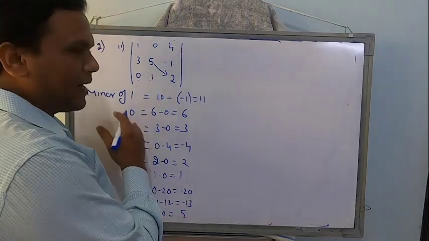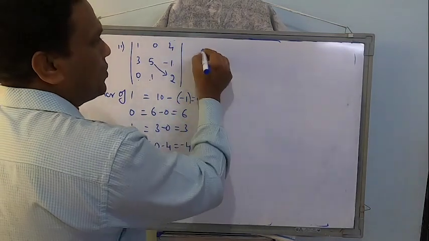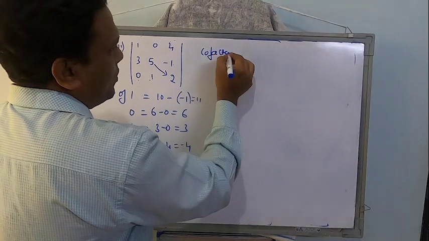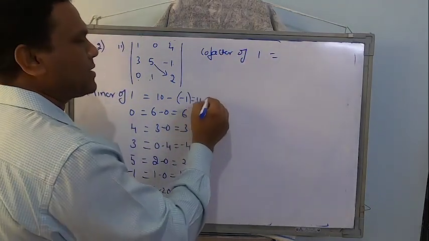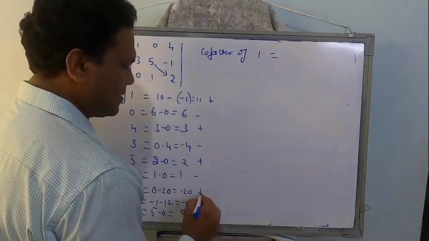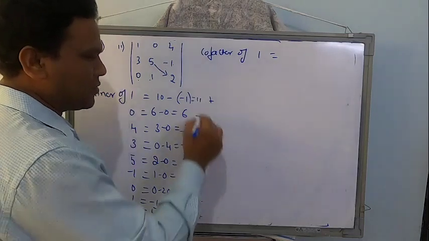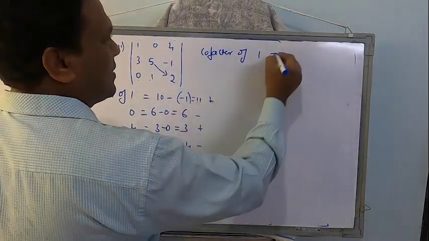Now how to convert from minors to cofactors? I have already given you a method what to do. So you have to find out the cofactor of 1. The best option I suggest is the sign pattern plus minus plus, minus plus minus, plus minus plus. Multiply the minor with the corresponding signs. So cofactor of 1 is plus 11.